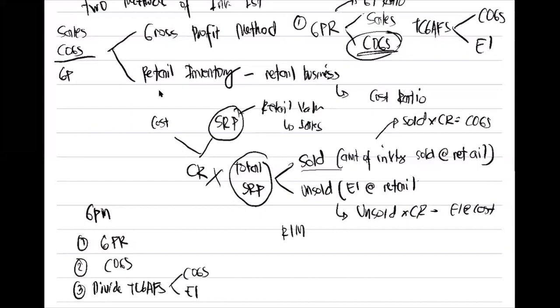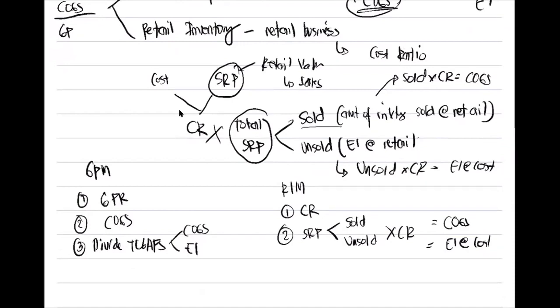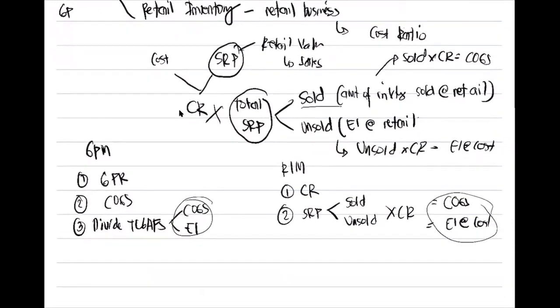So retail inventory method, what we do here is first we compute for your cost ratio. And based on your cost ratio, we can already divide the value of your total SRP as to your sold and unsold. And we just multiply it to your cost ratio to get for your cost of goods sold and for your ending inventory at cost. Ultimately, what we do is you're getting the value of your cost of goods sold and ending inventory at cost.